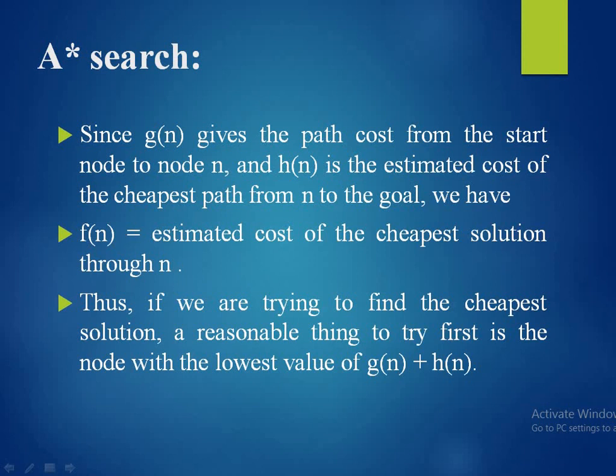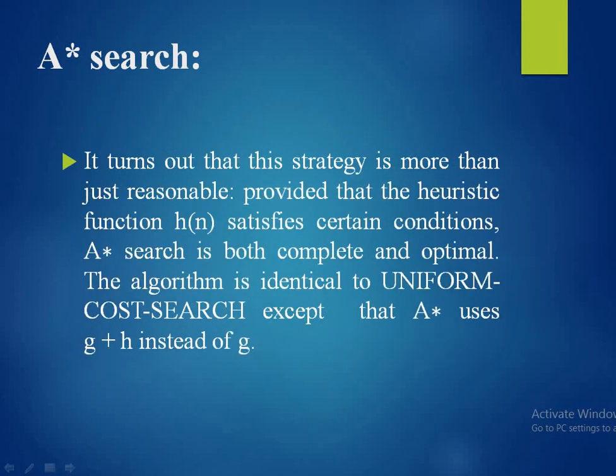Thus, if we are trying to find the cheapest solution, a reasonable thing to try first is the node with the lowest value of g of n plus h of n. Okay, so we have to find the lowest value of the combination g of n plus h of n. It turns out that this strategy is more than just reasonable.